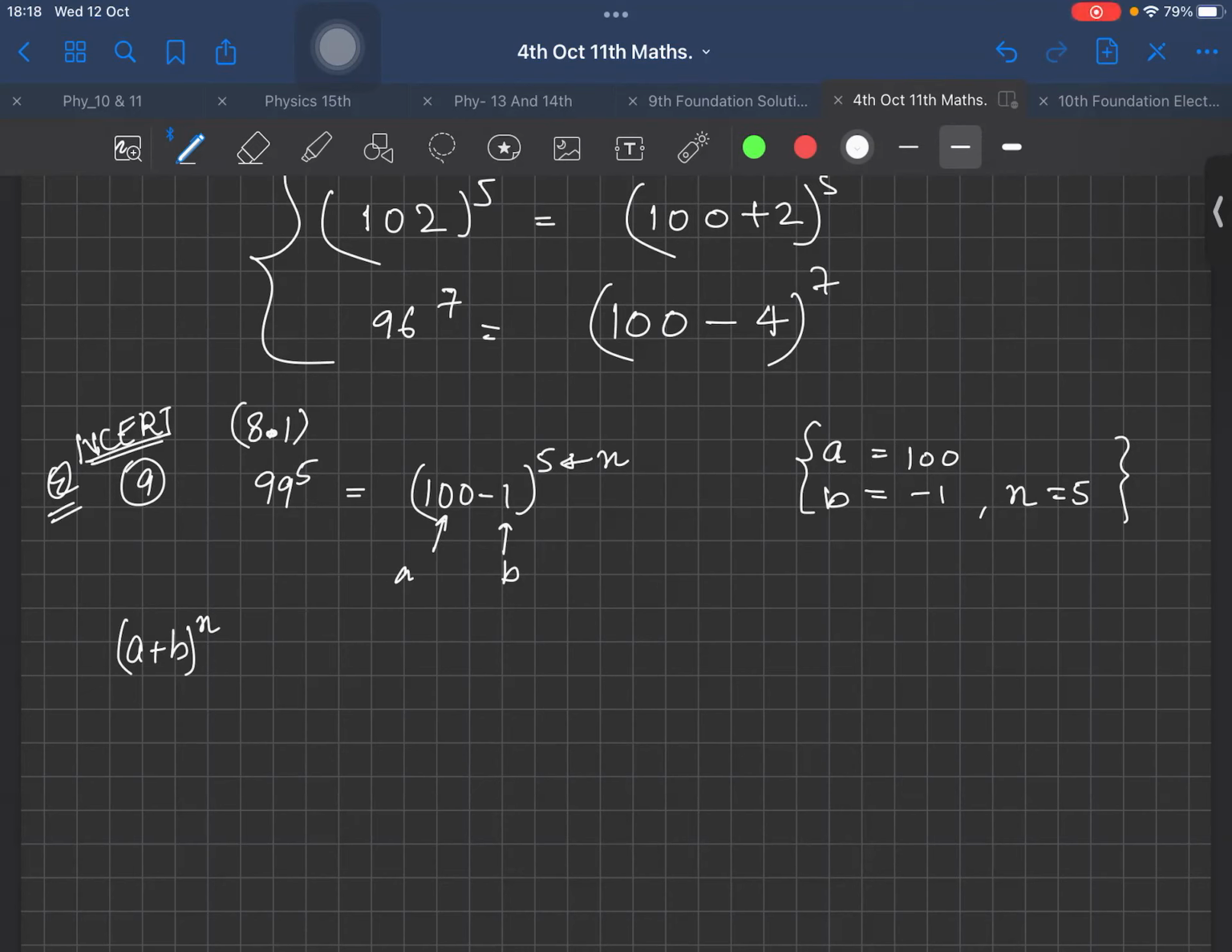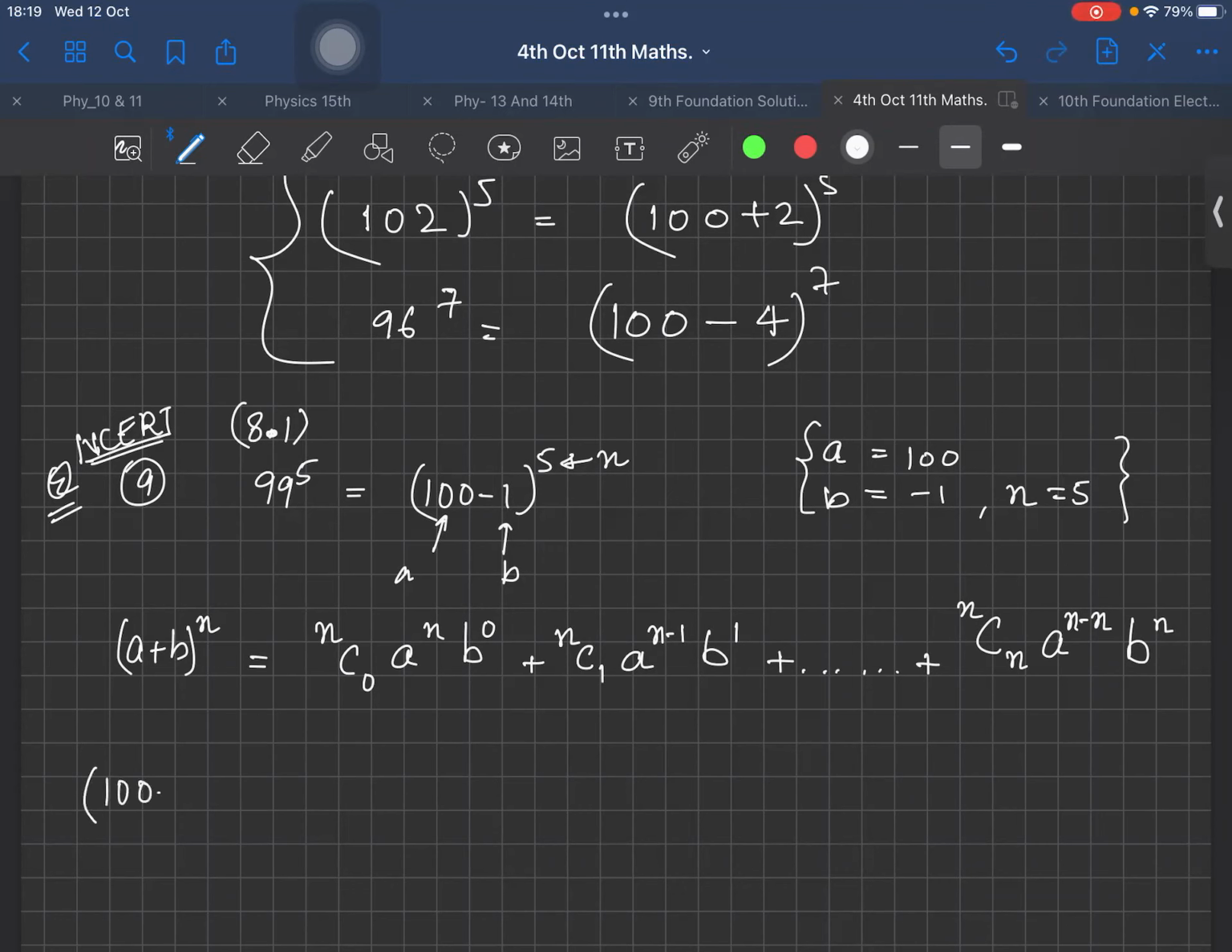First, always write (a + b) to the power of n. Okay, I cannot wait more. So (a + b) to the power of n, how do we know we can write? This will be equal to nC0 a^n b^0, plus nC1 a^(n-1) b^1, and it will keep going on, and the last one will be nCn a^(n-n) b^n. So this is what we can write.